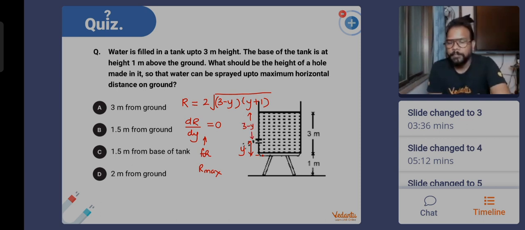The question is asking what should be the height of the hole you are making here so that the water can be sprayed up to the maximum horizontal distance on the ground. When the water comes out, it goes to the maximum distance R. You know that this R can be written as 2 times root of (3 minus y) into (y plus 1), because there is an additional height of 1 meter below the y value also. So this is the range formula. I'm directly providing you this. All of you listen very carefully.